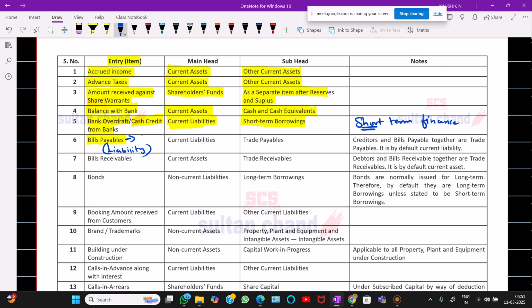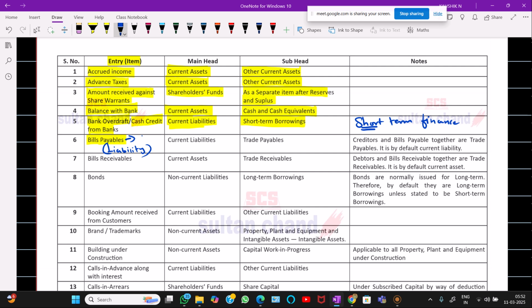Creditors belong to the current liability because they give you only short-term loan. They give you only short-term finance. They will not give you a long-term finance. Max to max, creditors will give you the credit facility of 120 days, not beyond that.